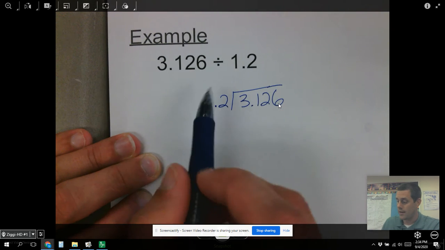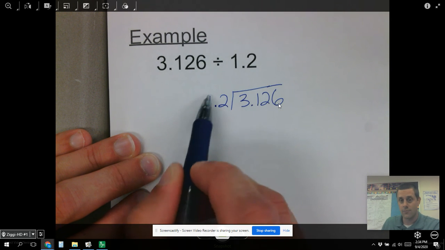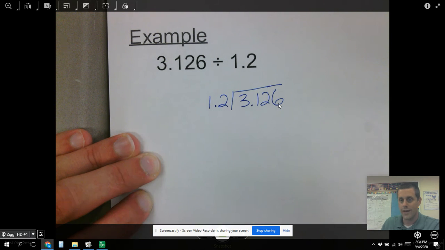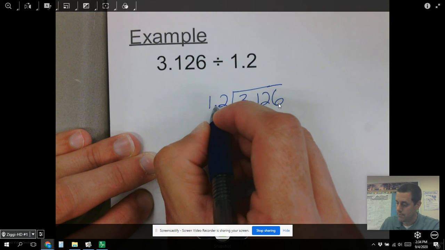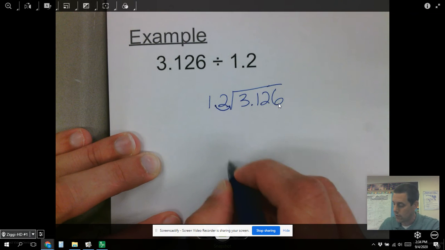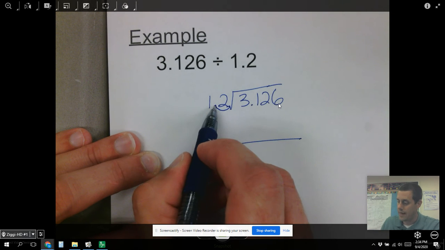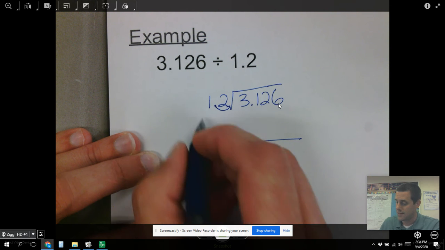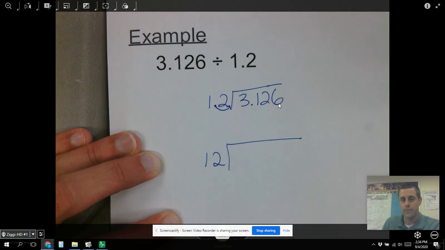Now, before we start dividing, I hope you noticed there is a decimal value as a divisor. We cannot have that, so we need to bump our decimal point all the way to the end of this number to create a whole number divisor. If I jump that decimal point one place to the right, that divisor becomes 12.